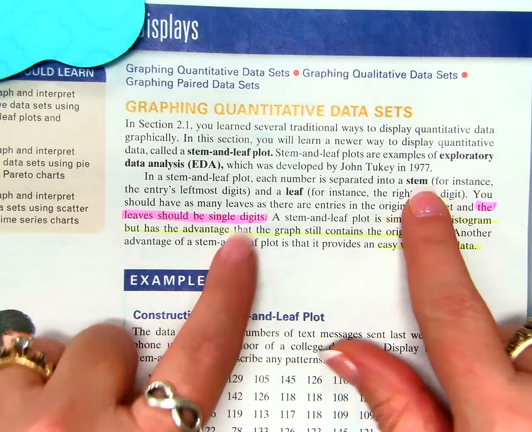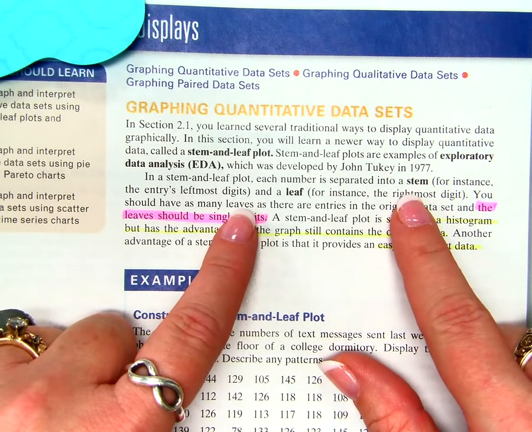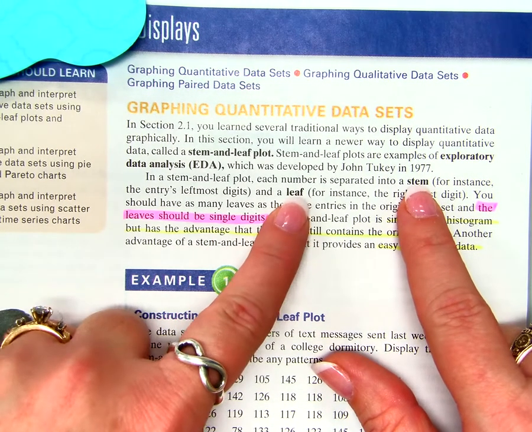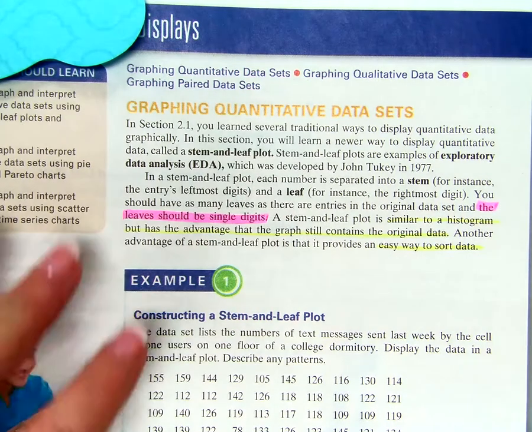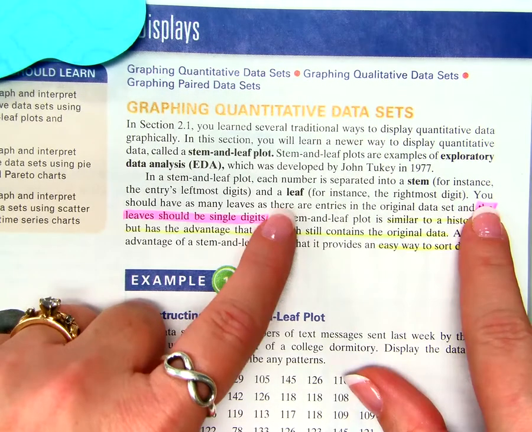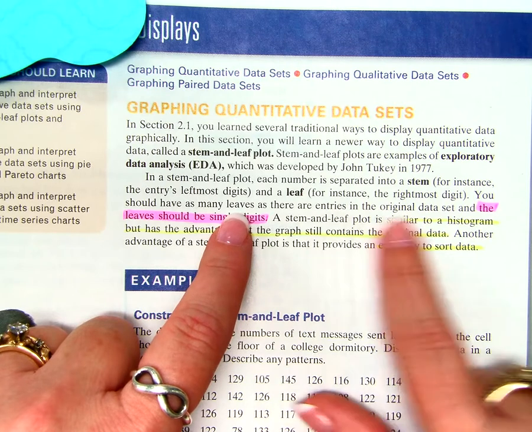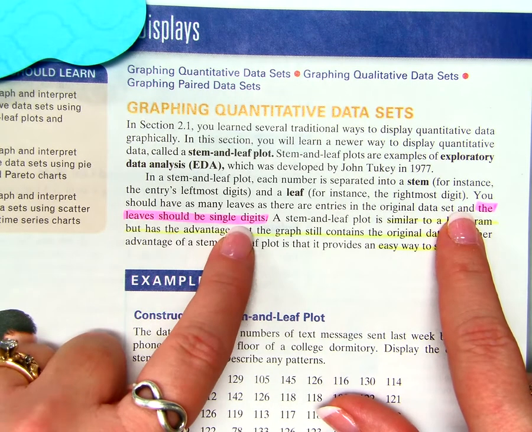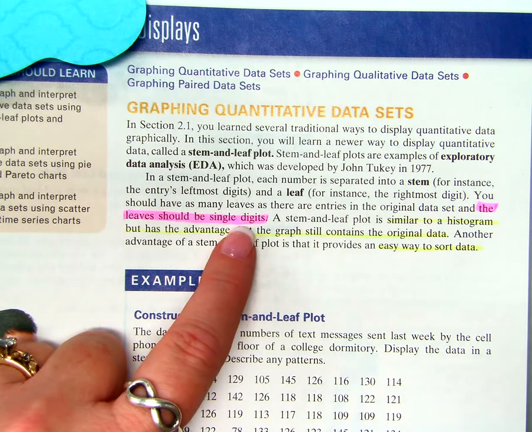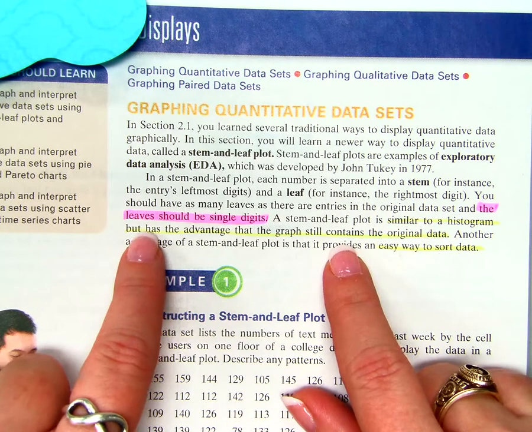First of all, in a stem and leaf plot, surprisingly, you have a stem and a leaf. I know that's shocking. But what you need to understand is that you should have as many leaves as there are entries, and the leaves should be single digits. You'll understand that in a second when I show you a stem and leaf plot.